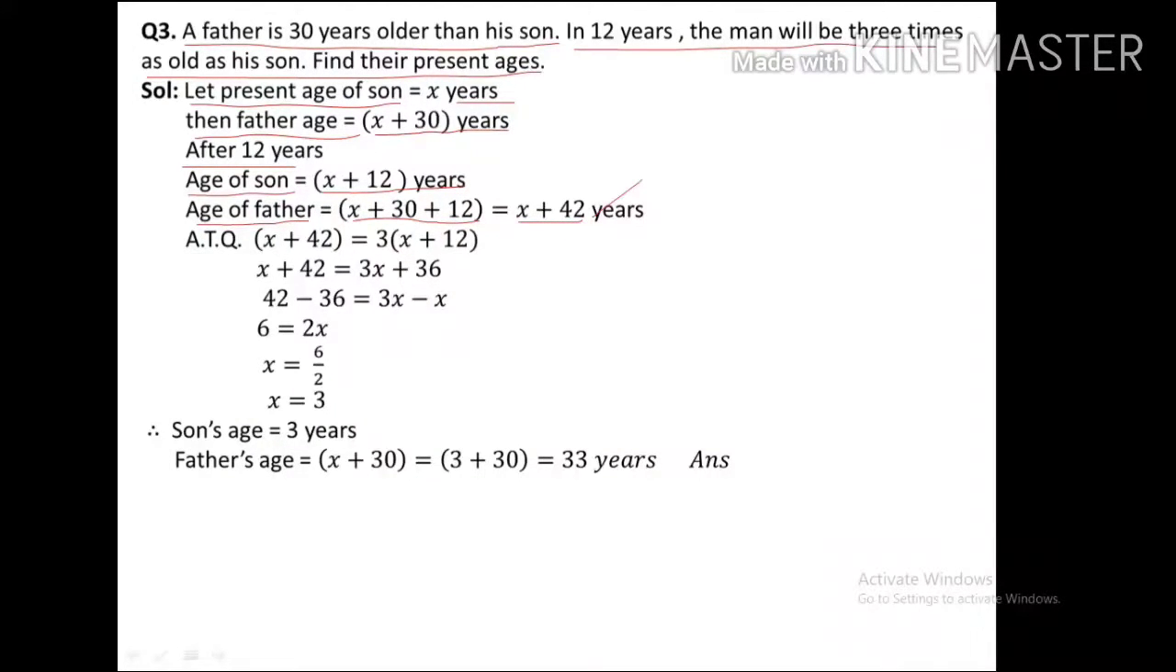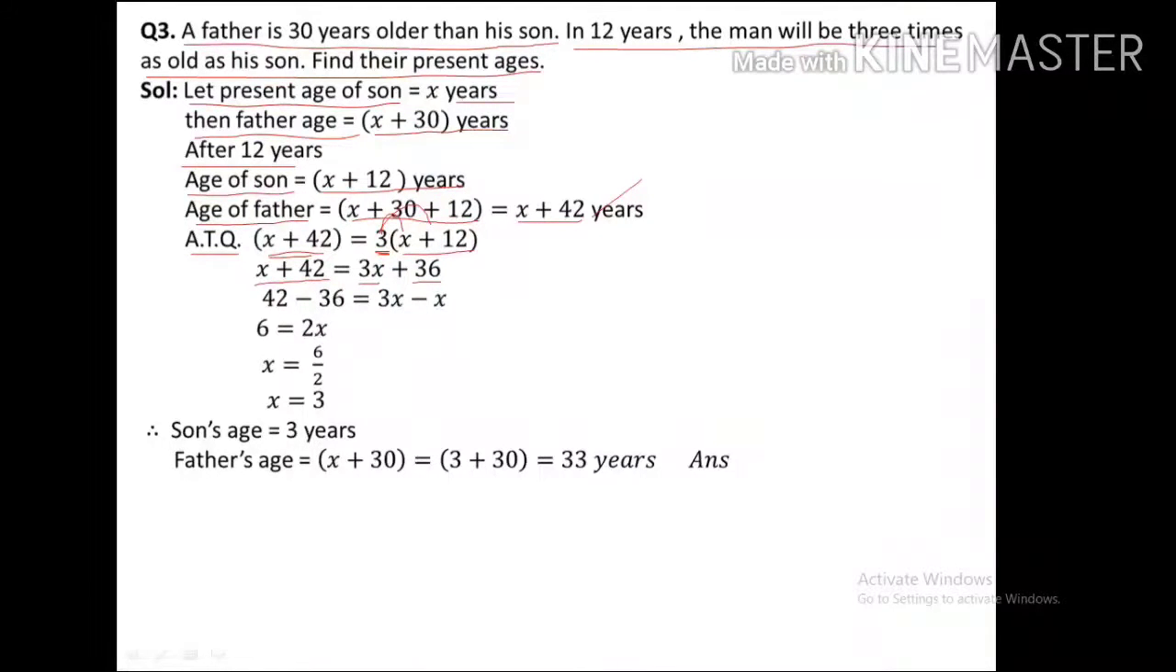Now according to the question, the father is 3 times as old as his son. So the father's age equals the son's age, and here the father is 3 times, so we multiply 3 to the son's age because we have to balance the equation. So for balancing the equation, we multiply 3 to the age of the son. When we open the bracket, it will come x plus 42 equals 3 into x, it will come 3x plus 3 into 12, it will come 36.